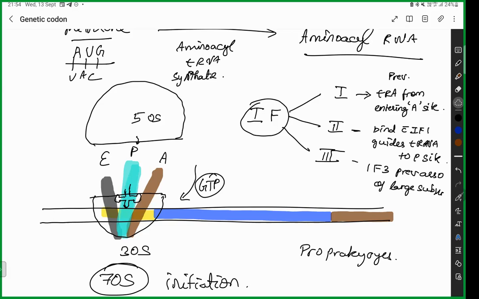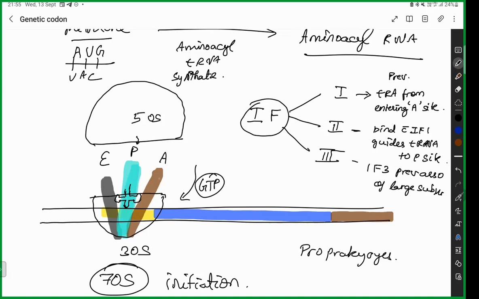Okay, so you have three sites. Now, what happens is, first you are going to have an important protein or important factor. You have three factors like initiation factor 1, 2, 3. All this I'm going to talk about prokaryotes first. So the first one you wanted to know is, you have an initiation factor.